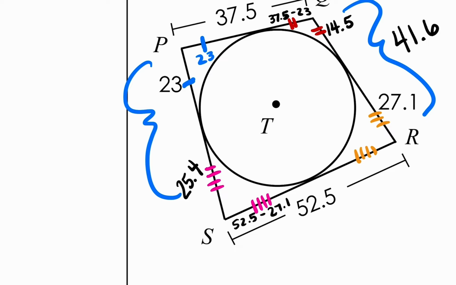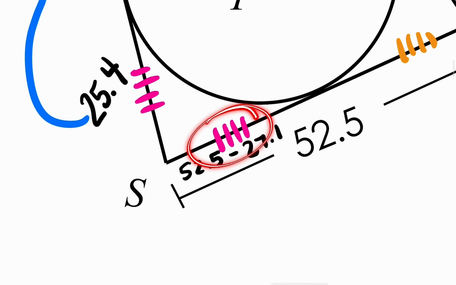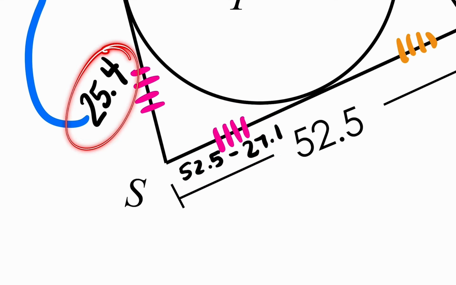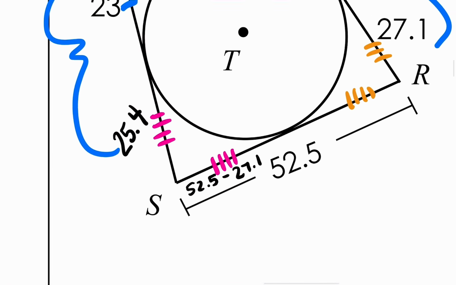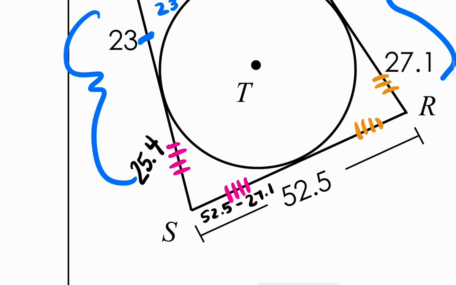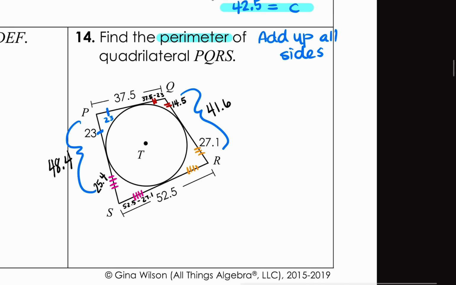Add that with the 23. Again, that's 25.4 because these are congruent. So I said 52.5 minus 27.1 is equal to 25.4, and since these two are congruent, then this is 25.4. Okay? I don't know if I clarified that enough. So 25.4 plus 23 equals 48.4. So this side over here is 48.4. And now we have all four sides.